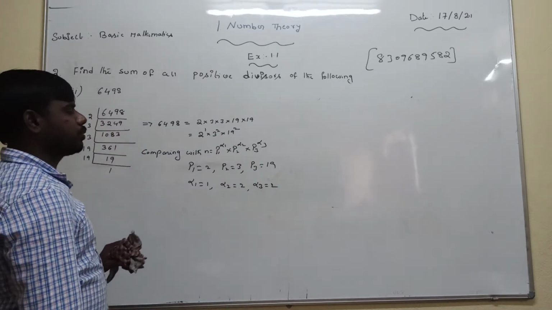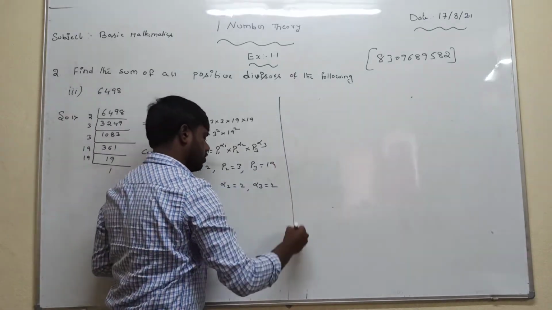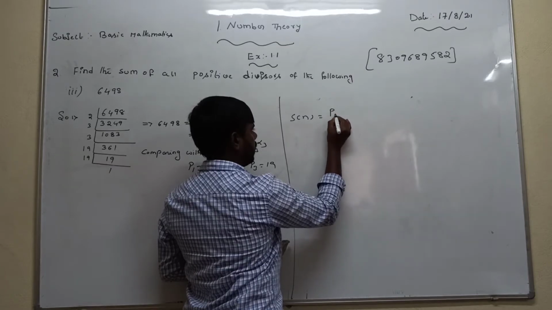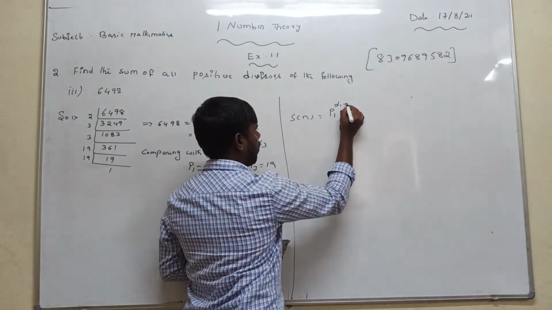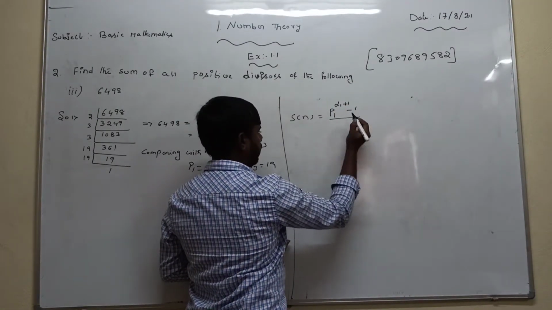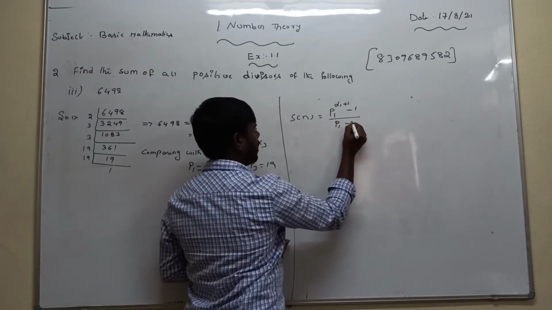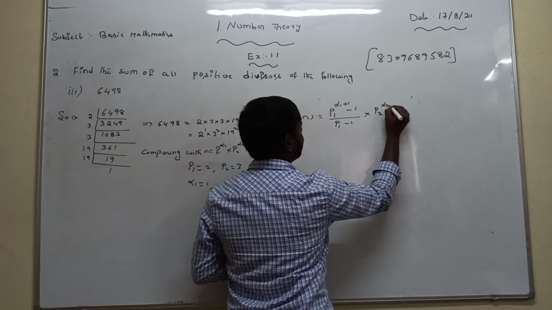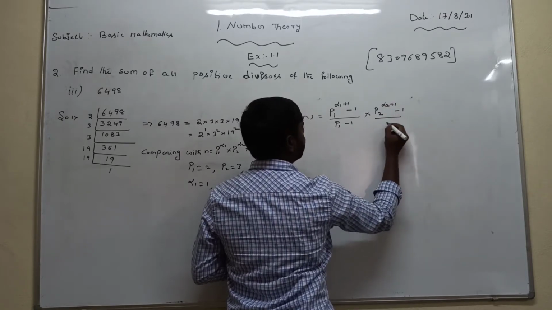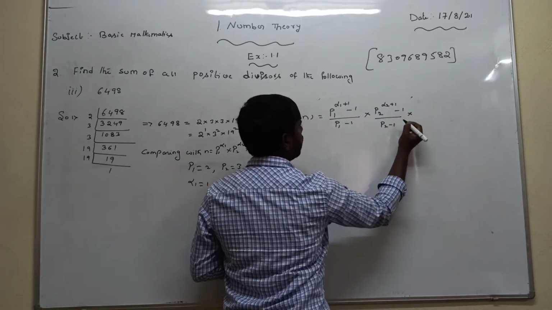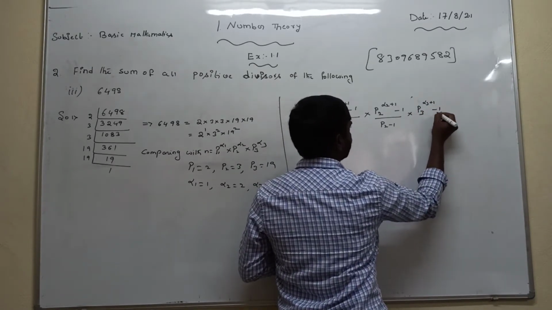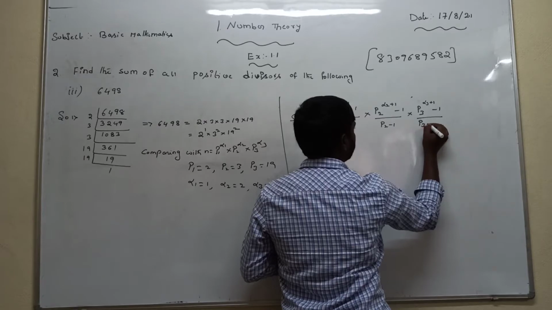Now substitute into the sum of divisors formula: S of n is equal to (P1 power of alpha 1 plus 1 minus 1) divided by (P1 minus 1), into (P2 power of alpha 2 plus 1 minus 1) divided by (P2 minus 1), into (P3 power of alpha 3 plus 1 minus 1) divided by (P3 minus 1).